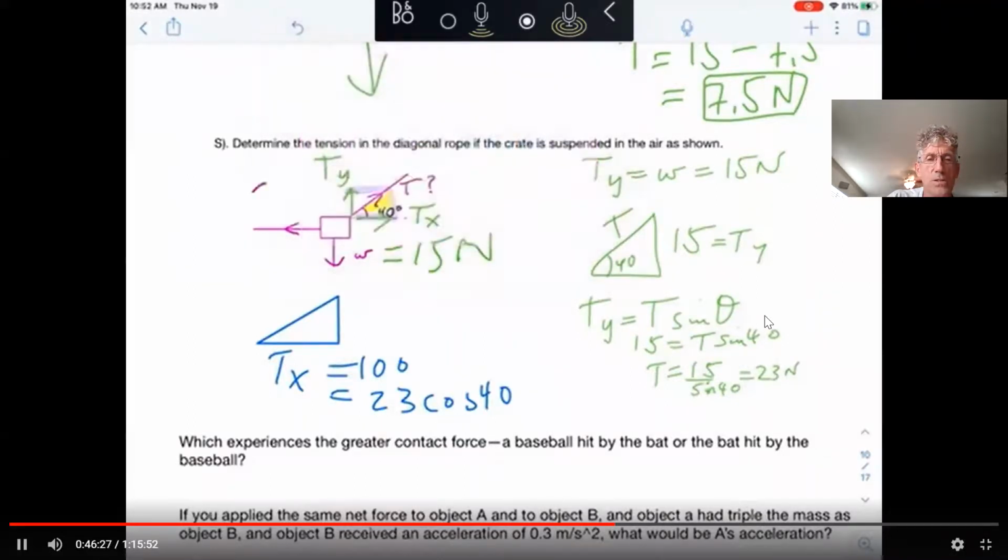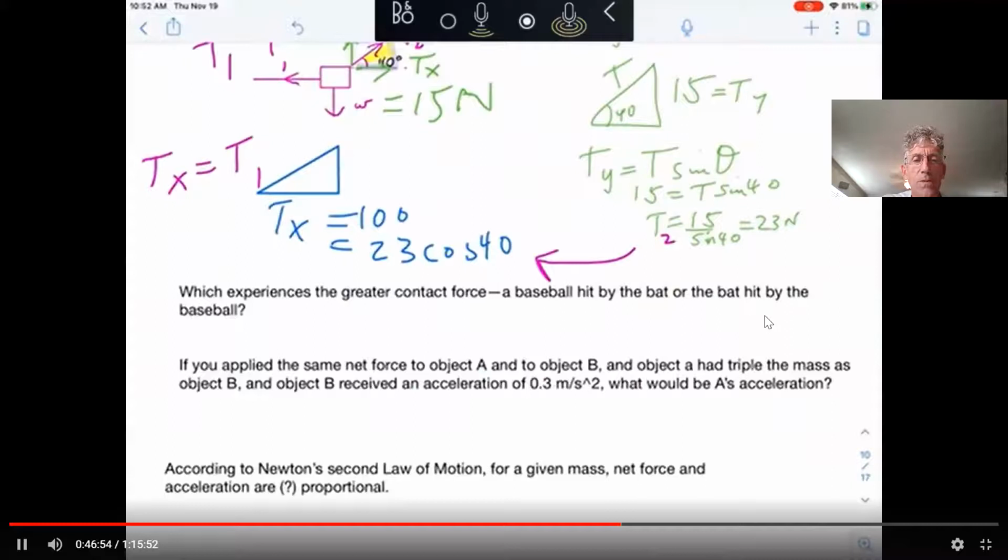I'm just going through it again. So tension in a string is equal to Tx. I found Tx in blue down there. So Tx equals T1, the tension in the rope right there, which was 17 newtons.